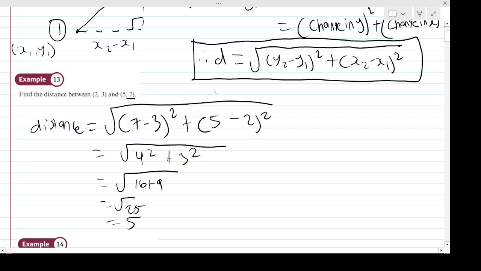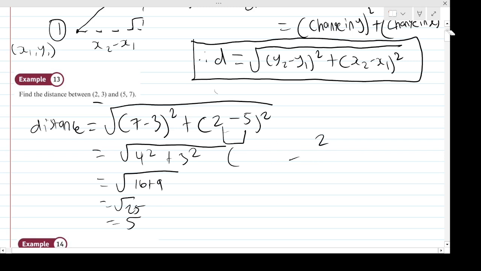Again, you have to match the ordering. So if you're doing the change in y, if you start with 7, you have to then start with 5 for changing x as well. You can't do 7 minus 3 and then like 2 minus 5, okay? Well, actually, no, you could, because you just get the negative, because then this would be negative 3. Normally that would matter, but then you're squaring it. Negative 3 squared is the same as positive 3 squared, which is 9 anyway.